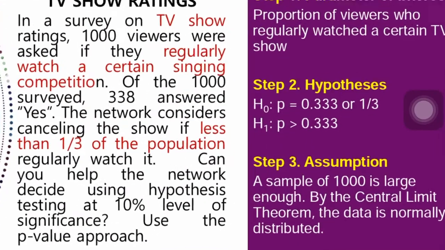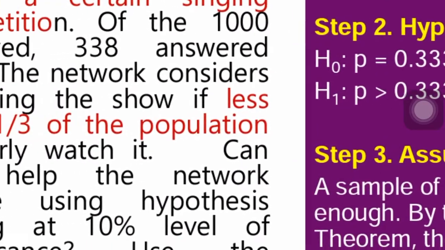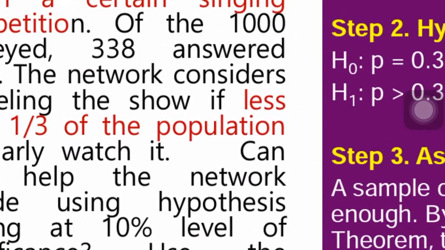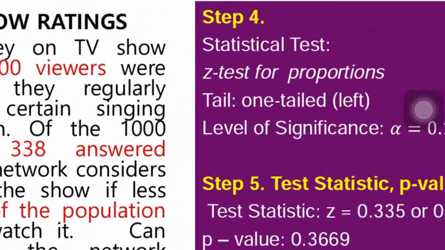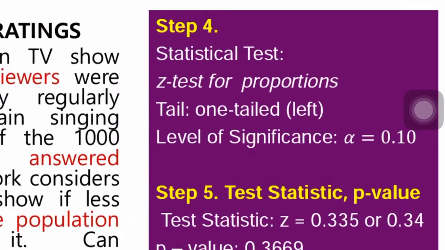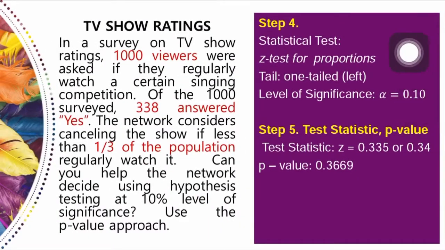Let me check. Our statistical test, since there are 1,000 being surveyed, is z-test for proportions. Let's go back. Let me correct this one. It should be less than, not greater than, since the claim is less than one-third. So it is a one-tailed, left-tailed test. The level of significance is at 0.10, as stated in the problem. Now, let's solve for our test statistic and p-value. Let me show how we get the test statistic of 0.34 and a p-value of 0.3669.